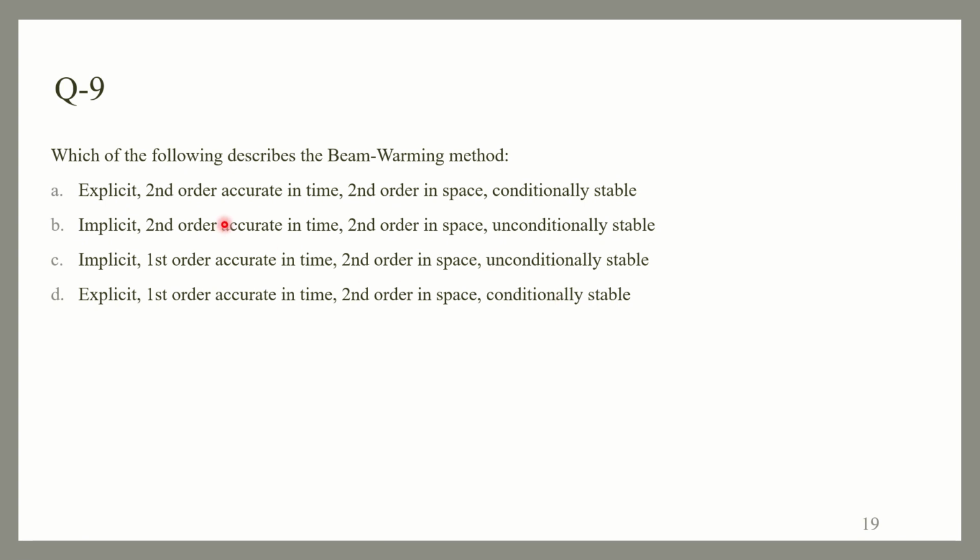So the Beam Warming scheme is an implicit scheme, and we know that it is second order in space and second order in time, and it is unconditionally stable, like an implicit scheme. Therefore it is unconditionally stable. The answer is option B: implicit, second order accurate in time, second order accurate in space, and unconditionally stable.